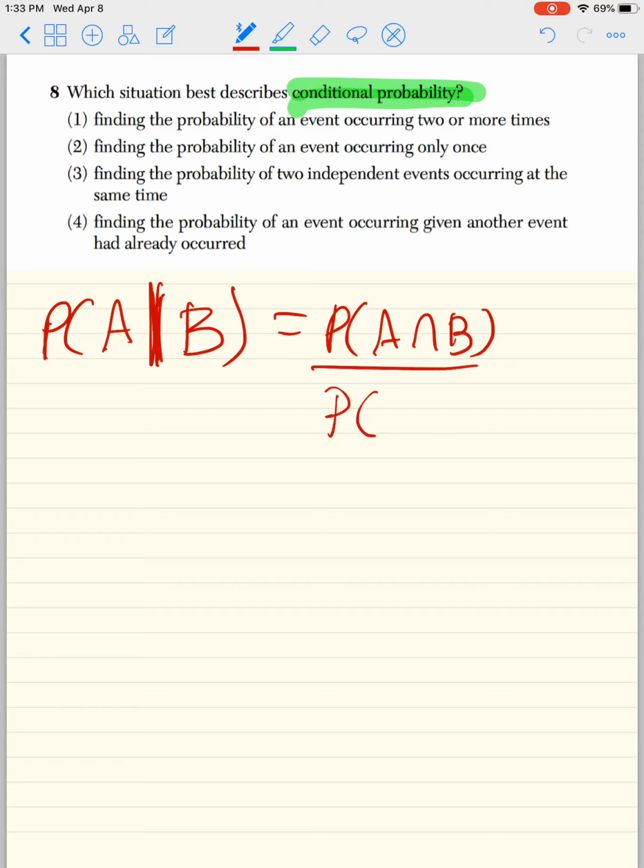So let's read the answers and let's go through each one. Finding the probability of an event occurring 2 or more times. Well, that's not conditional probability. Find the probability of an event occurring only once. Well, that's just basic probability. Finding the probability of 2 independent events occurring at the same time. Well, that's not conditional. Conditional really means that there's a given part, like given a different outcome happens. So number 4 should be the answer. Let's read it. Find the probability of an event occurring given, that's why I keep saying that word, given another event happened. So that's your answer to that one.